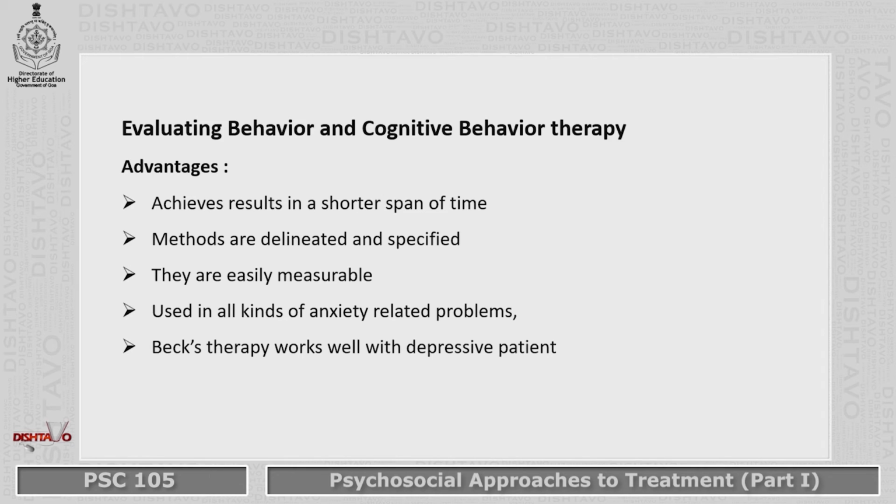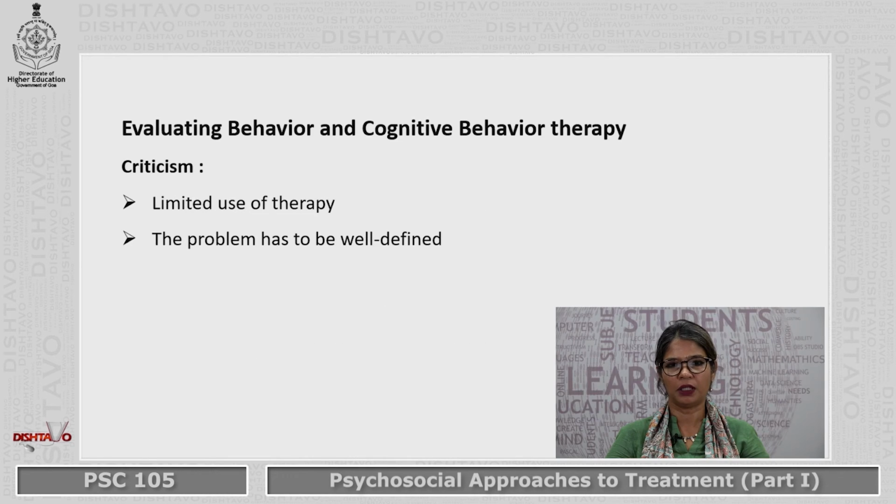Evaluating behavior and cognitive therapy, the advantage is that you get results in a very short period of time. Methods are very specific, easily measured and can be used in research. You can deal with various types of anxiety related problems, and Beck's therapy is very popular with depressed patients. The criticism for this therapy is that there is limited use of therapy; it cannot be used where the problem is very deep and underlying, and the problem has to be well defined. Very ambiguous problems cannot be dealt with by behavior and cognitive behavior therapy.